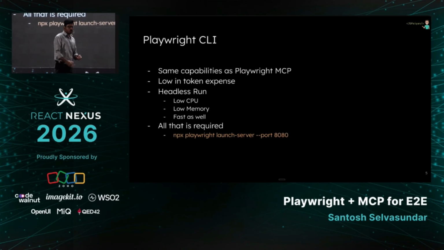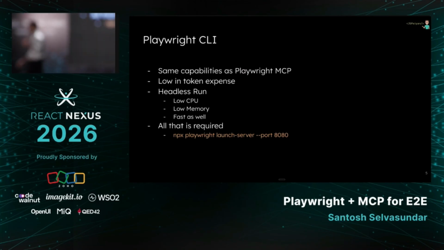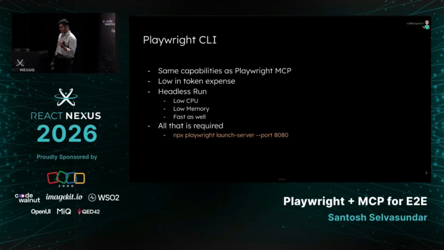You can always use their libraries, the executables, and things like that. So there comes the difference, right? Say the token expense is less for the CLI. It can run headless, but the MCPs are always headed. It can run only headed Chrome. It cannot run headless Chrome. So it runs on low CPU, low memory, fast as well, obviously. All that is required is one npx command. It's a simple runner. You can just directly run it and then get it up and working.